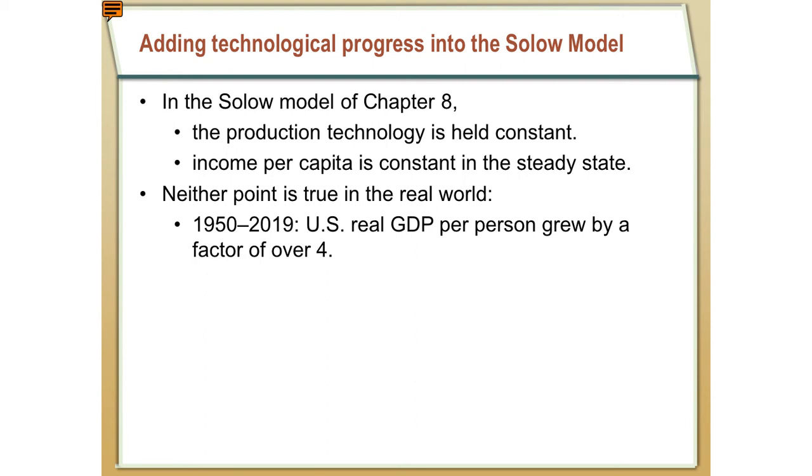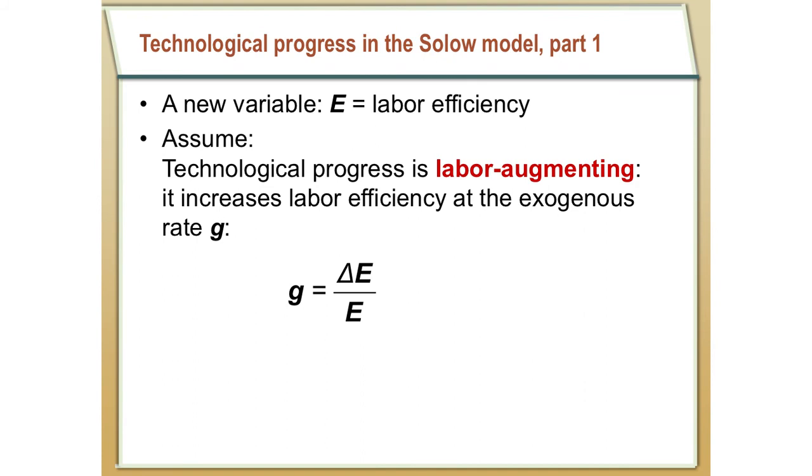And this is the final key to unlocking a model that really describes in a realistic way how an economy grows over time. In order to add technology to the model, we're going to have to add a new variable and a new parameter. So the new variable is E, and this is labor efficiency. So this is how productive a worker is. It's a measure of how productive or effective a given worker is.